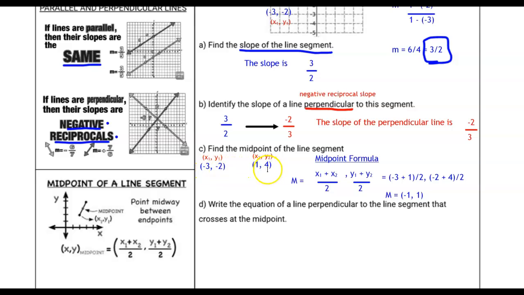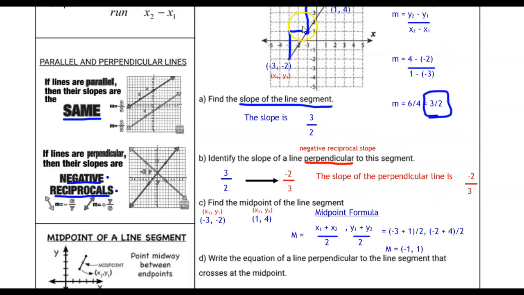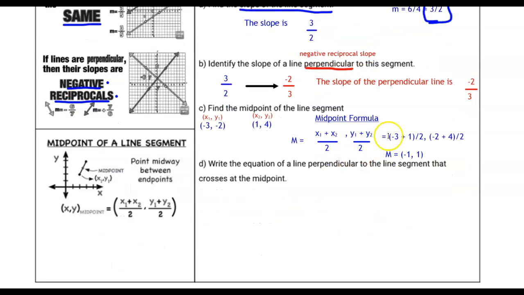So here are our 2 points. Here's the midpoint formula, x1 plus x2 over 2, y1 plus y2 over 2. We substitute the values -3 and 1 in for the x's, and -2 and 4 for the y's, and we should get -2 over 2, which is -1, and 2 over 2, which is +1. As we predicted, -1, 1 is the midpoint.